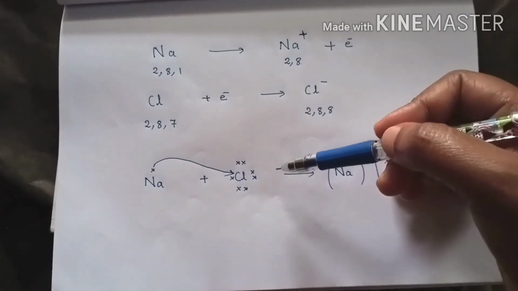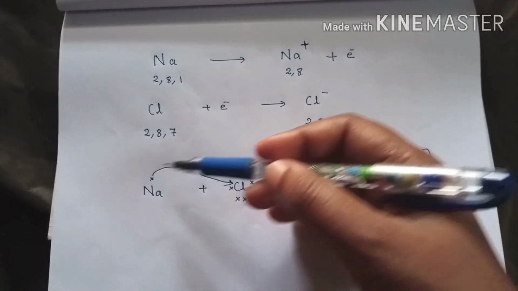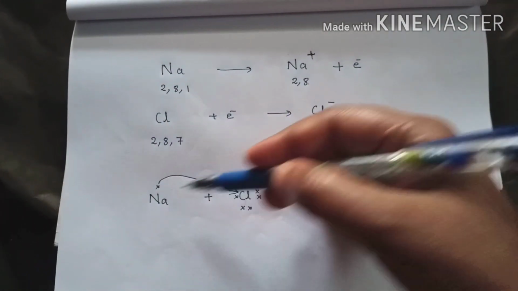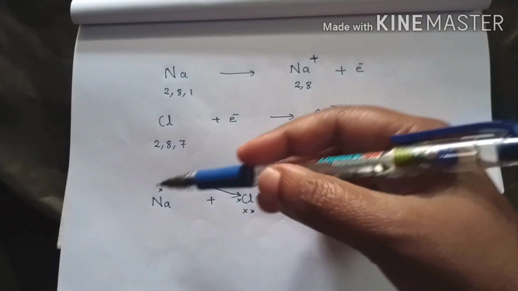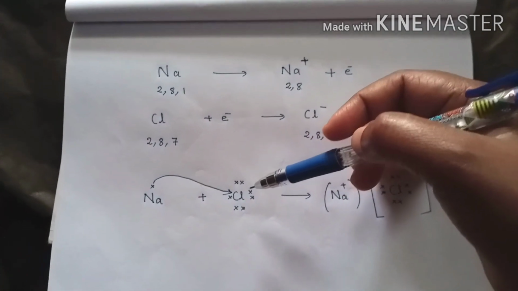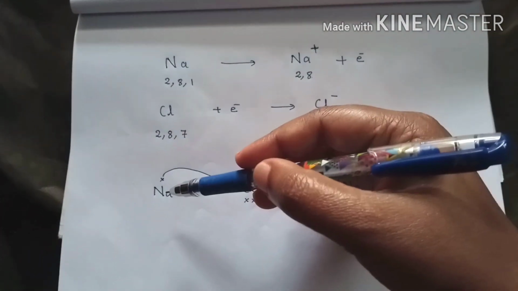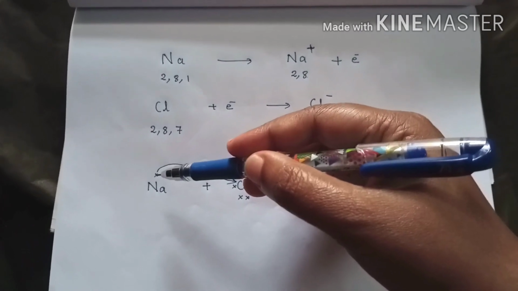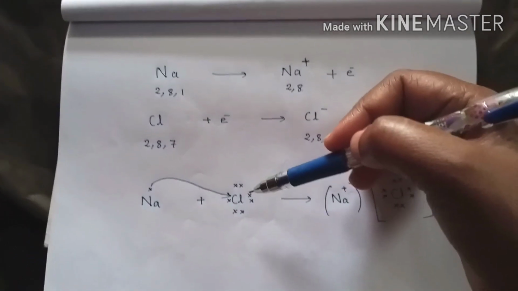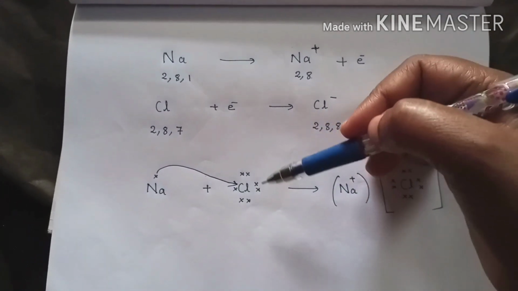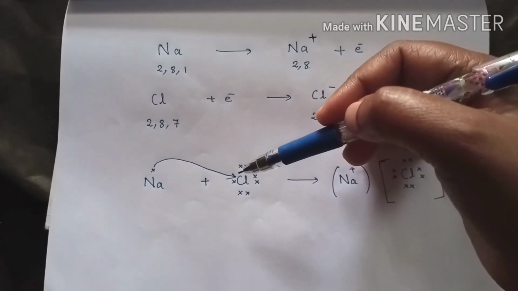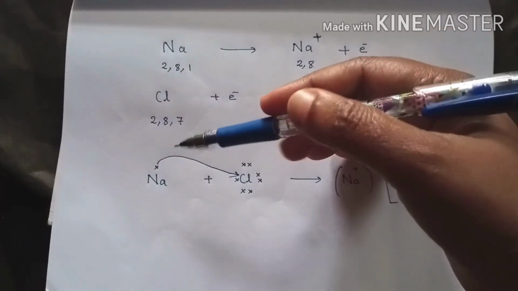When sodium reacts with chlorine, sodium will donate one electron to chlorine. These are the Lewis dot structures of sodium and chlorine atom, and in Lewis dot structures only valence electrons are represented as dots or crosses. So sodium atom has only one valence electron and it has a tendency to lose that electron. At the same time, chlorine atom has 7 valence electrons in its outermost shell and it needs one more electron to complete its valence shell.